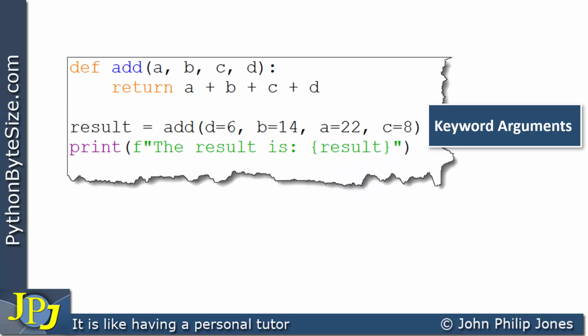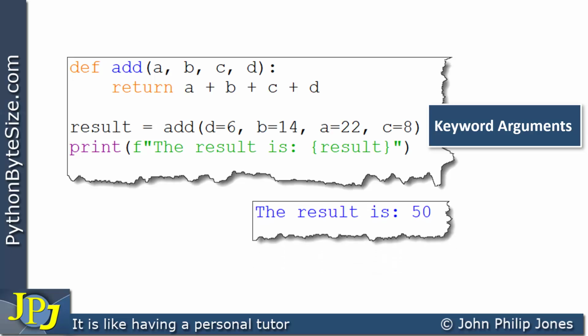For completeness, and to show you that keyword arguments do not depend upon position, but do depend upon the keywords, the output from this program should be the same as the output from the previous two programs, i.e. the result is 50. So let's run the program and see what we get. And you can see, indeed, the result is 50.